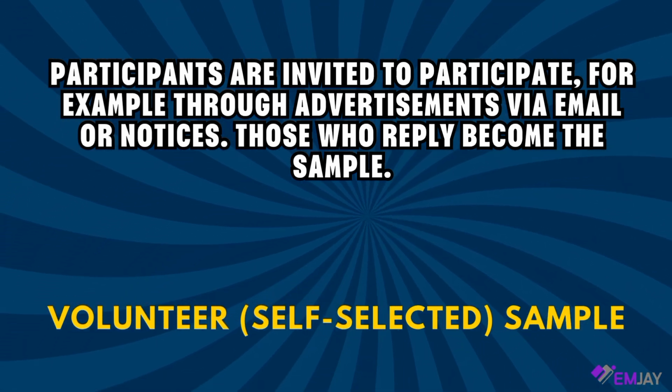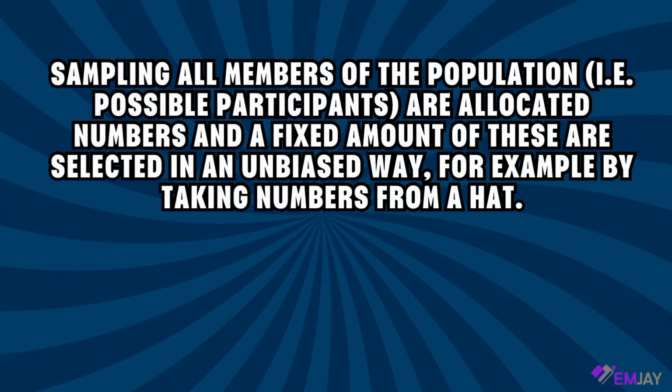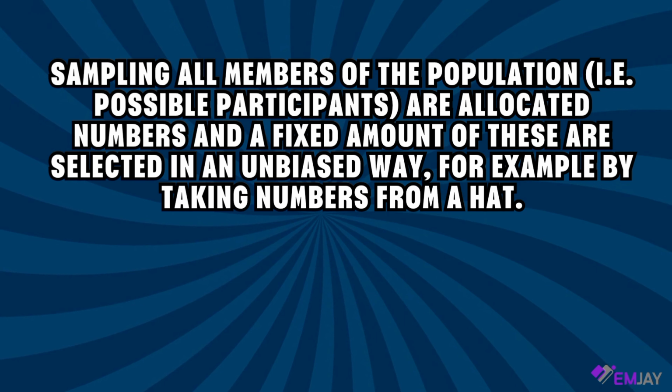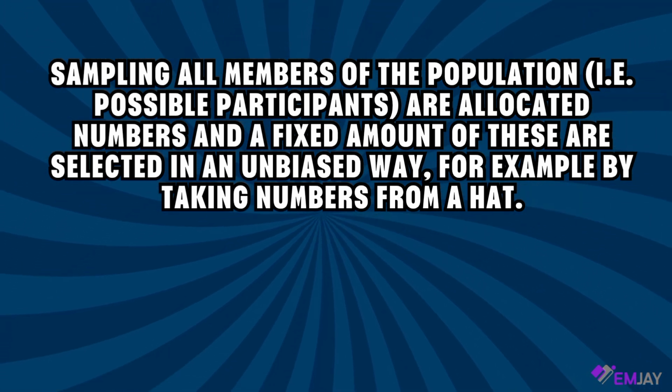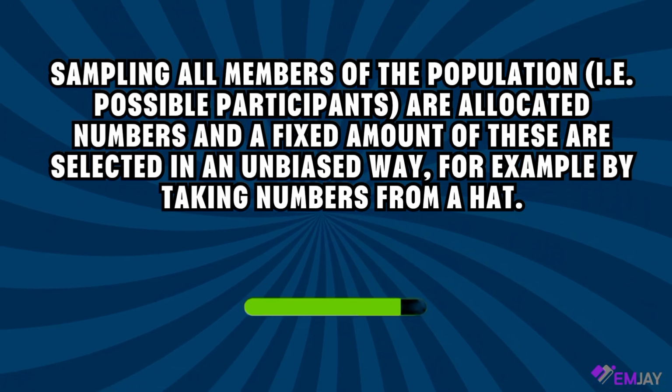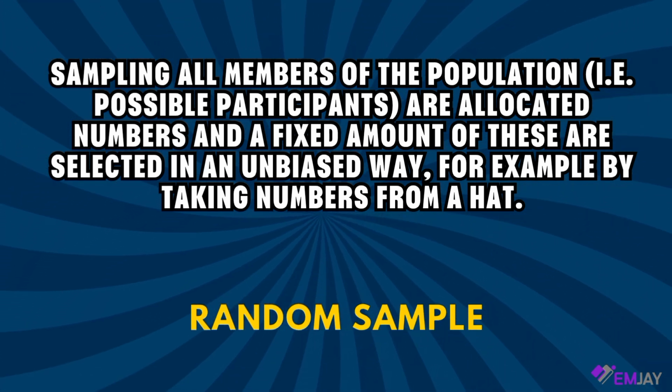Let's keep going. Sampling all members of the population. Possible participants are allocated numbers and a fixed amount of these are selected in an unbiased way, for example by taking numbers from a hat. And the correct answer is random sample.